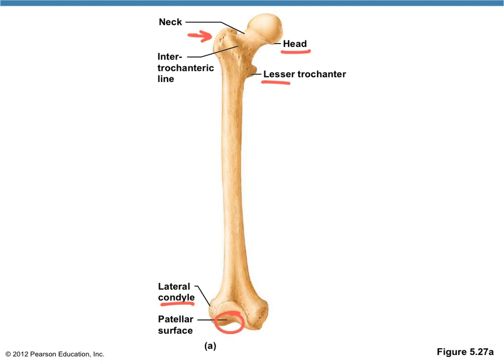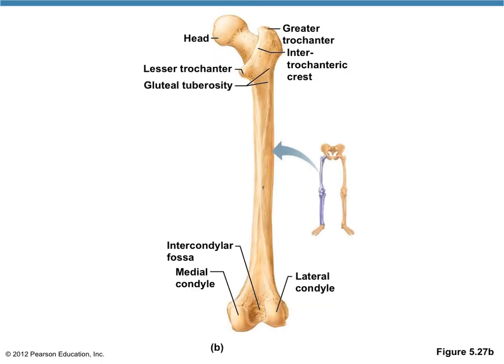where the patella sits. In this view, you can also see the greater trochanter, and that is where some really large muscles attach. And then at the distal end, you've got the lateral condyle, medial condyle, and then this fossa. So it's just a depression in the bone between the two condyles.